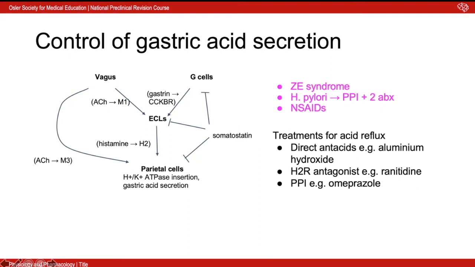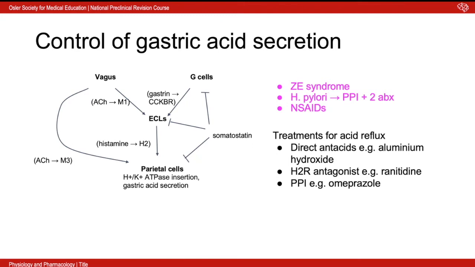Another cause of peptic ulcers is H. pylori or Helicobacter pylori, and that's a bacterium that inhibits somatostatin release. So if you have less somatostatin, then you have increased activity of the G cells, ECLs, and parietal cells. So that's the mechanism of action for how H. pylori causes peptic ulcers.